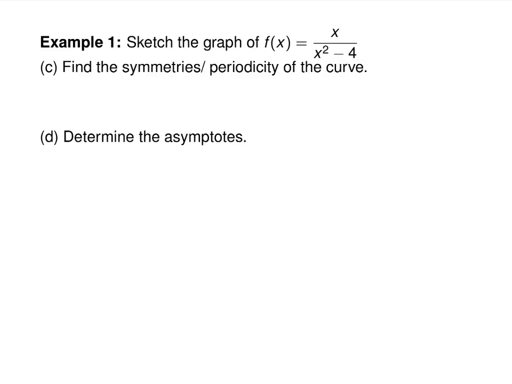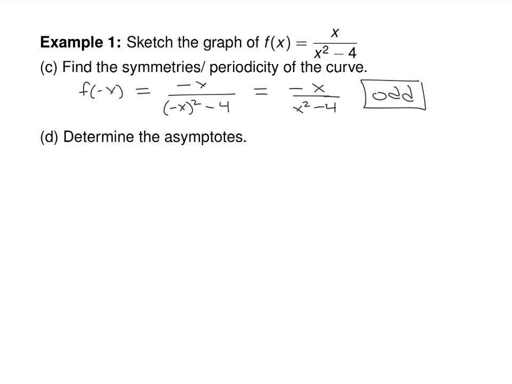Okay. Part C, find the symmetries, periodicity. Symmetries means, is this function even or odd? The periodicity means, is it like a sine or cosine where it sort of cycles in a predictable manner? So it's not a sine or cosine, it's not going to have any kind of cycling going on, right? But we could check for even and oddness, right? So plug in negative x, and that gives you negative x over negative x squared minus 4. So it's odd, yep, negative x over x squared minus 4. This is odd.